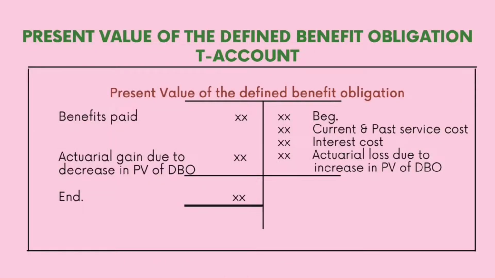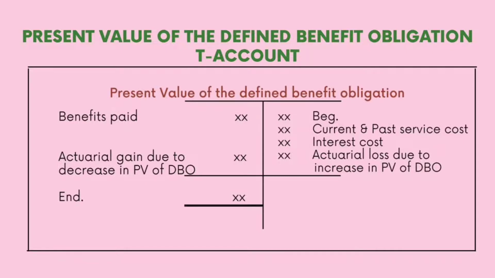Next is yung present value of defined benefit obligation using T account. So, paano nga ba kinocompute ito? Since ang normal balance ng present value of defined benefit obligation ay credit, yung beginning ay dapat nasa credit side. Yung benefit paid naman is debit side, dahil nagkaroon ng decrease sa obligation. Yung current and past service cost at interest cost naman ay nasa credit side dahil para silang nagko-cause ng increase sa obligation. Kapag naman actual gain due to decrease in present value of defined benefit obligation ay debit side. Kapag naman actual loss ay credit side.